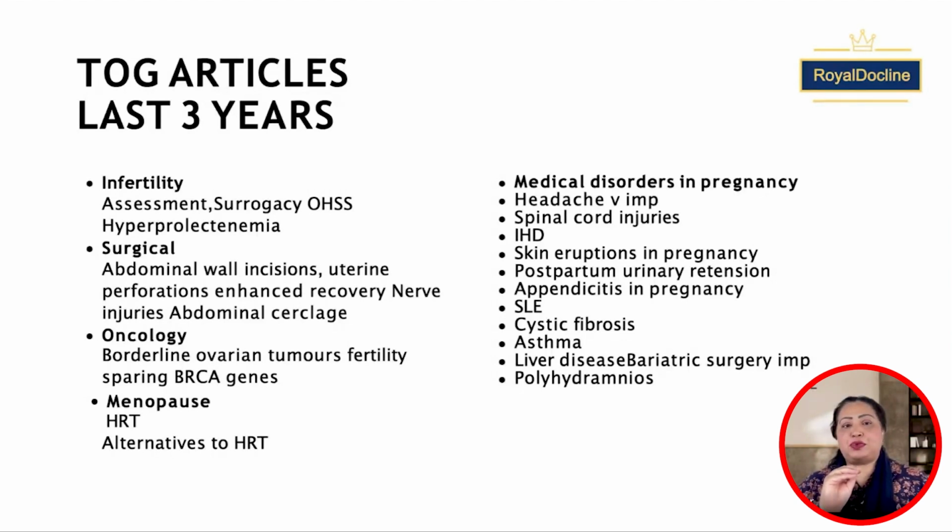You have to do the assessment of the infertility. This is a beautifully written assessment TOG article. Then comes the surrogacy, ovarian hyperstimulation syndrome, hyperprolactinemia. These are the important TOG articles related with the infertility.